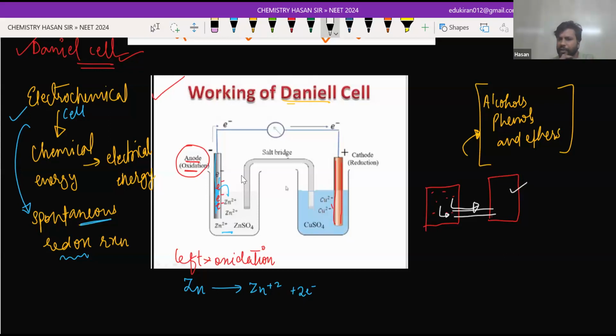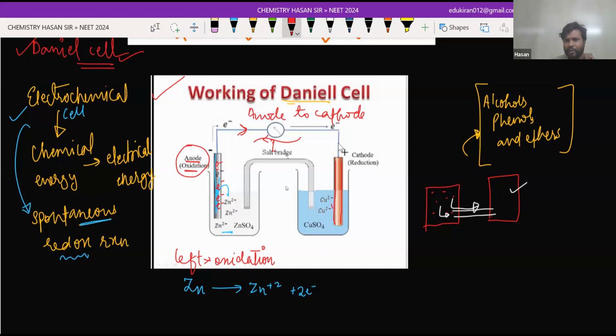In the same way, when zinc starts oxidizing itself and goes into the solution, the electron density in the rod increases. That means the electron density on the left hand side increases and electrons start flowing from anode to cathode, just like the water in the tanks. Since electrons move from left to right, the current flows from right to left. This is a very conceptual point. They can ask you the direction of current. The direction of current will be cathode to anode, because electrons move from anode to cathode. Is that clear?